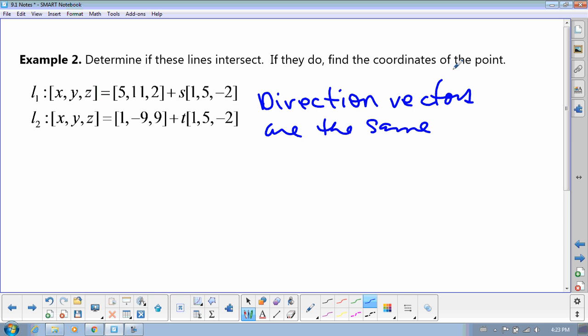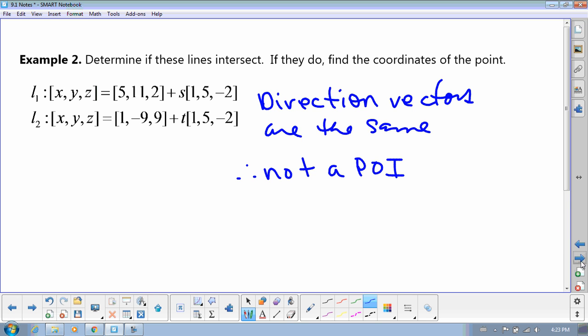Now it says find the coordinates of a point of intersection. If the direction vectors are the same, can there be a point of intersection? No, there can't. There could be a line of intersection, but not a point. So not a POI. That's all we have to do here, because that's all it's asking. Do they intersect? The answer is no, they're not going to intersect at a single point. It doesn't ask what kind of lines they are, so they might be parallel, they might be coincident. I don't quite know that yet, but it doesn't ask me that.